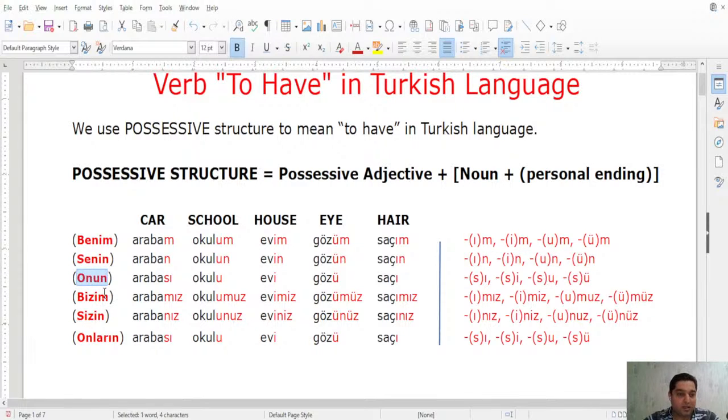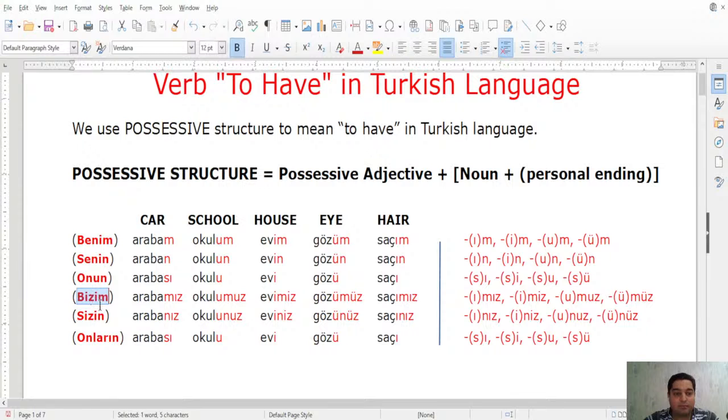For onun, third person singular, we have s, si, su, sü, right? Of course, you add s only if the noun ends in a vowel, okay? Other than that, you will just add ı, i, u, ü, okay? And again, see the example here, arabası, onun arabası, right? Because araba ends in a vowel, you add what? S here. Not ı, but s. So for third person singular, it is sı, si, su, sü, or just ı, i, u, ü, without s, depending, of course, on the last vowel, the last letter, sorry.